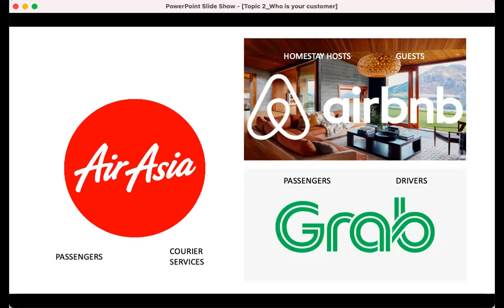Guests go to the Airbnb website to look for suitable accommodations, and then they make reservations or bookings on the website. When the guests make payment, part of the payment will be channeled to all these homestay hosts. So they are operating a two-sided market: the homestay host and also the guests.